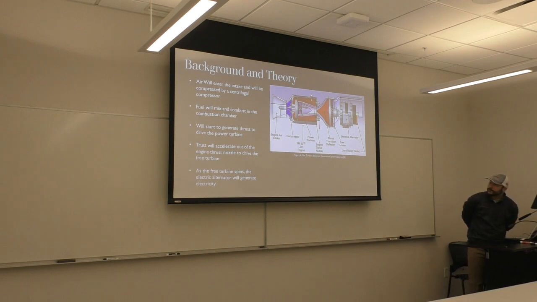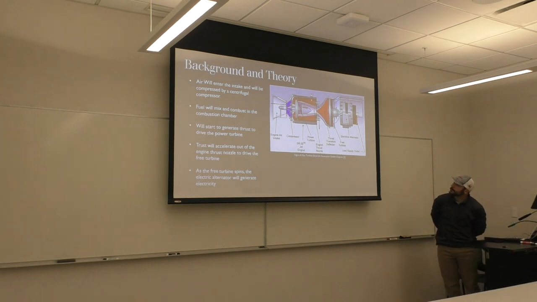Some more background theory. Air will enter the intake and will be compressed via a cylindrical compressor. Fuel will be mixed and combusted in the combustion chamber, and will start to generate thrust to drive the power turbine. Thrust will accelerate out of the engine thrust nozzle to drive the free turbine, and as the free turbine spins, the electric alternator will generate power, which is toward the end of this picture.